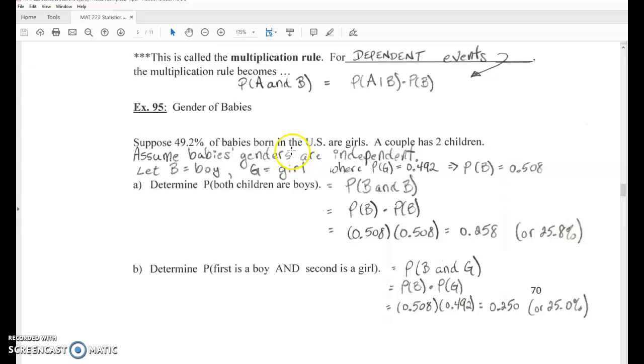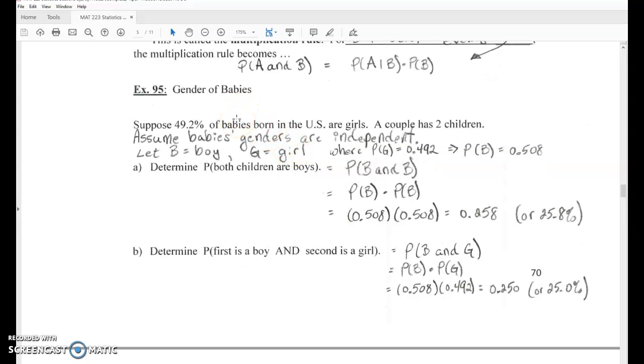So for example, let's say we want to talk about the gender of babies. Suppose we know that 49.2% of babies born in the US are girls, and let's say a couple has 2 children. I'm going to assume that babies' genders are independent. Just because a couple had a girl the first time doesn't mean they're more likely or less likely to have a girl the second time. That's what independent means. So let's let B equal a boy, G equal a girl.